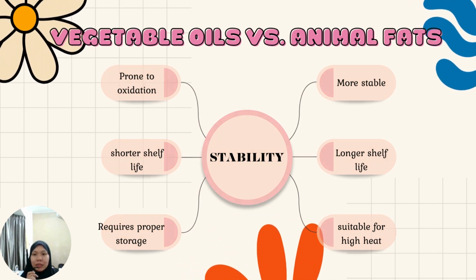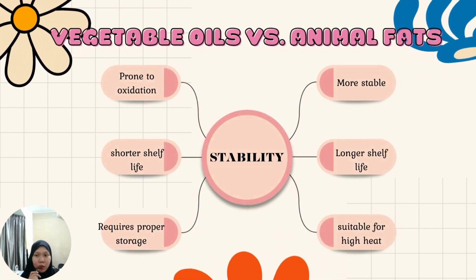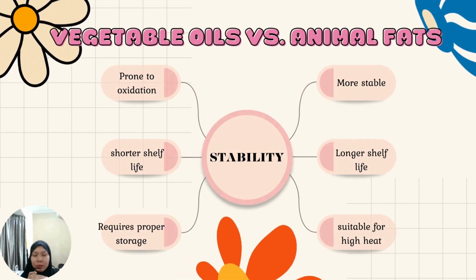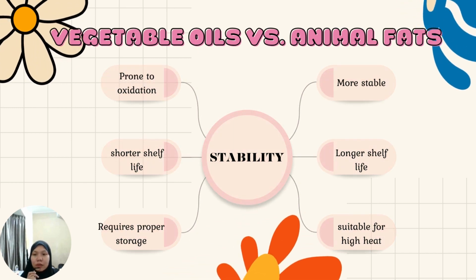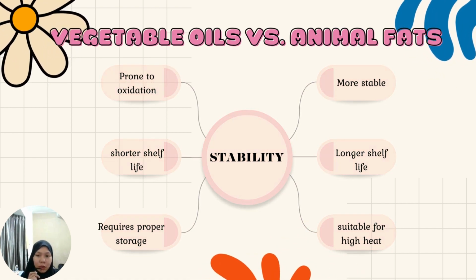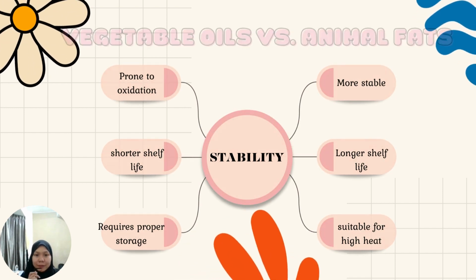Animal fats, particularly those high in saturated fats, are more stable and less prone to oxidation compared to vegetable oil. Due to their stability, animal fats are suitable for high temperature cooking methods like frying and roasting without the risk of becoming rancid. Animal fats have a longer shelf life compared to vegetable oils, making them ideal for long-term storage and use in traditional cooking practices.